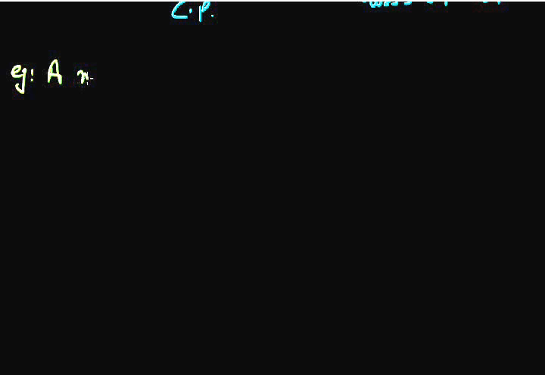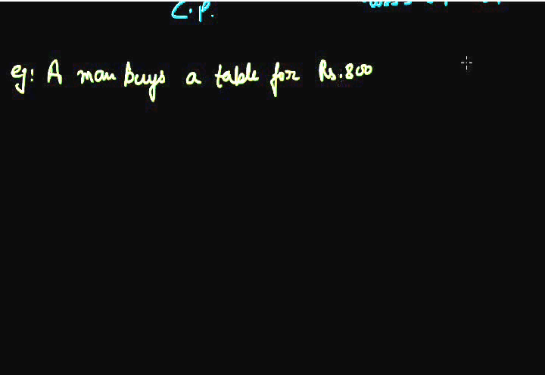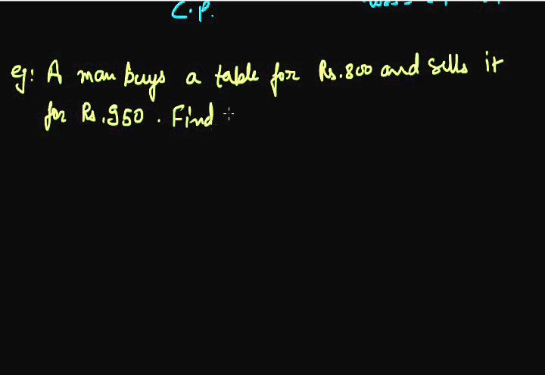A man buys a table for rupees 800 and sells it for rupees 950. So find his gain and gain percent.